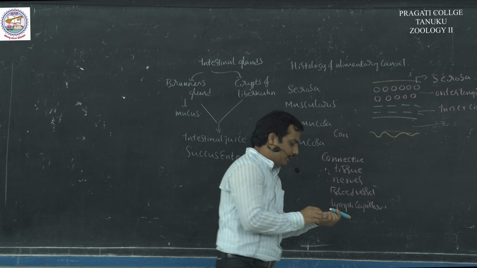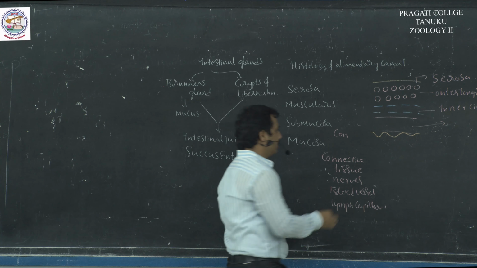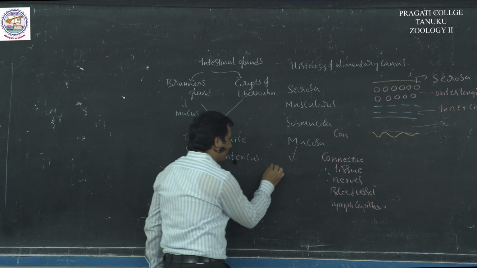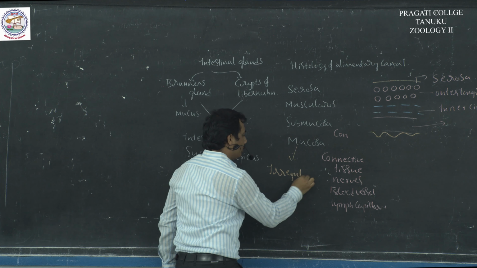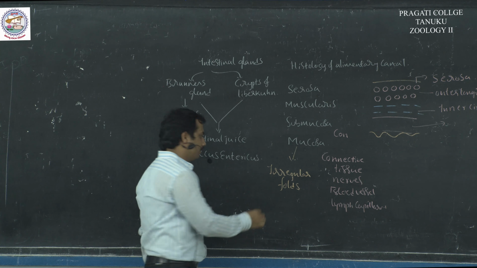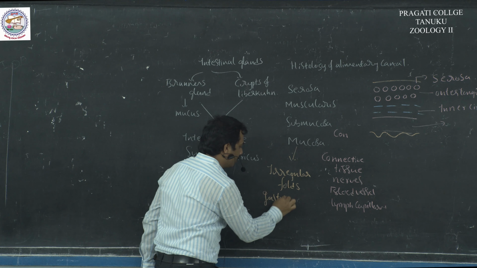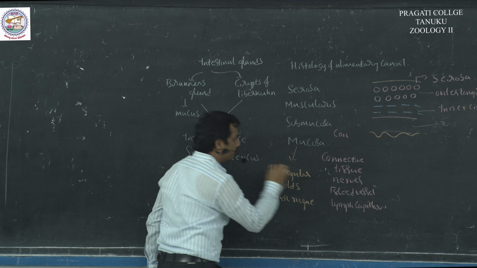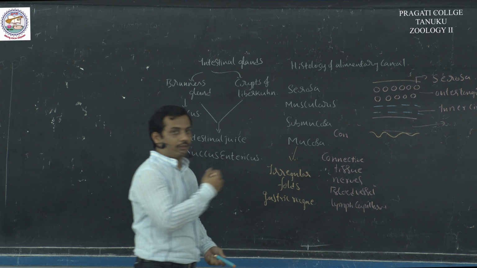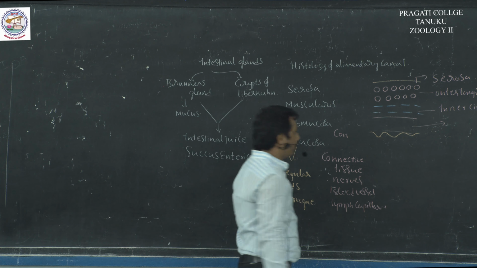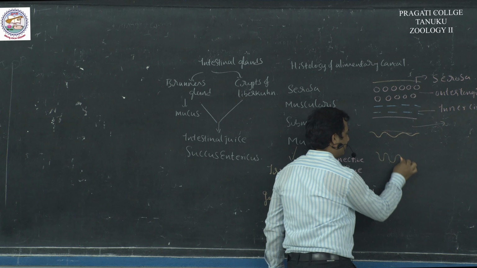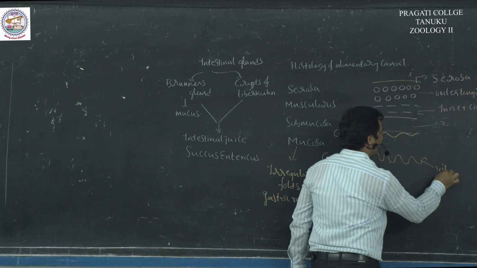and this mucosa of the stomach shows irregular folds. These irregular folds are called gastric rugae. And the small intestine part of the mucosa shows finger-like projections, which are called villi.